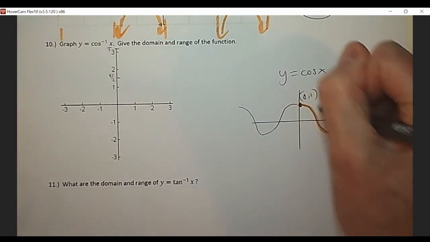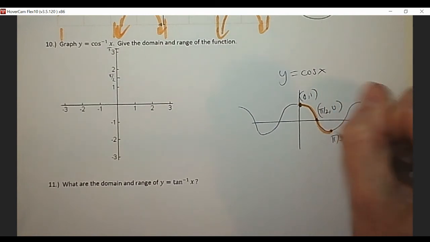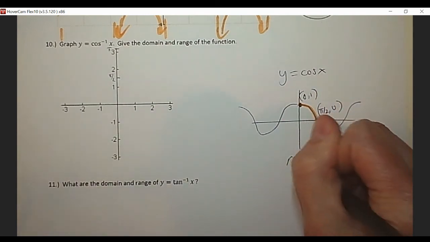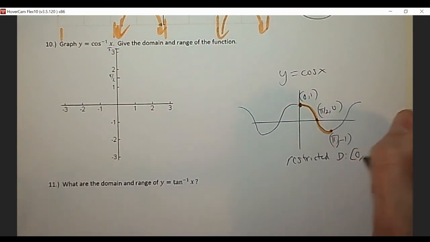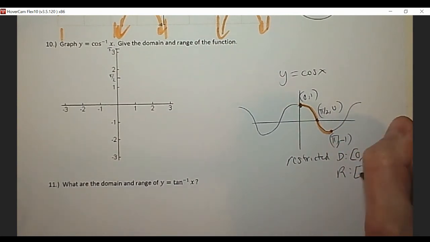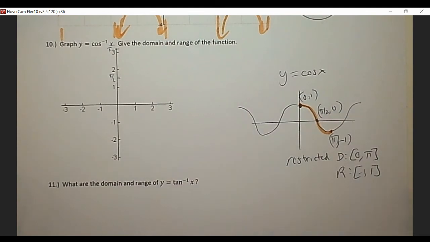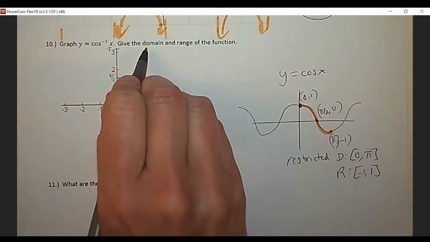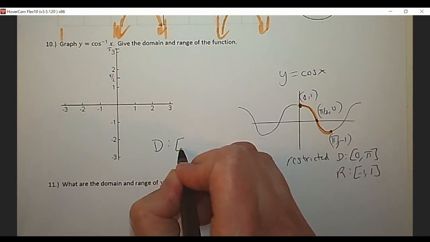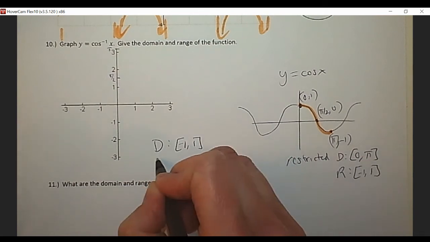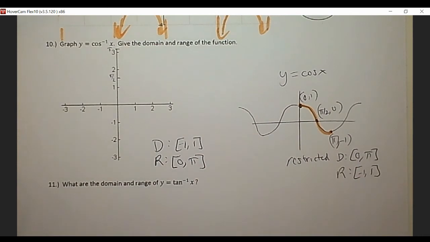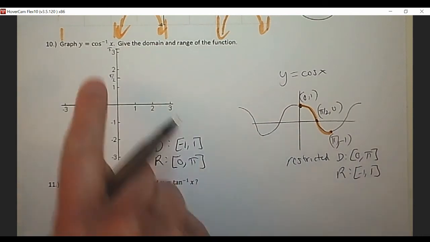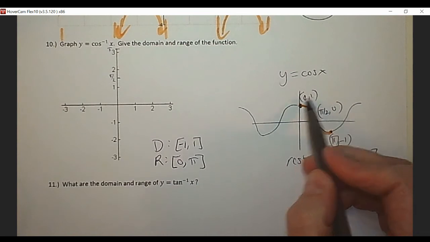This point is 0, 1. This point is pi over 2, 0. And this point is pi, negative 1. The restricted domain that we're using for this cosine graph, the part that I highlighted in orange, goes from 0 to pi, and the range goes from negative 1 to 1. Now, for the inverse, the domain and range are going to switch. So the domain is going to go from negative 1 to 1, and the range will go from 0 to pi. To get the graph of inverse cosine, we flip-flop the x's and y's.